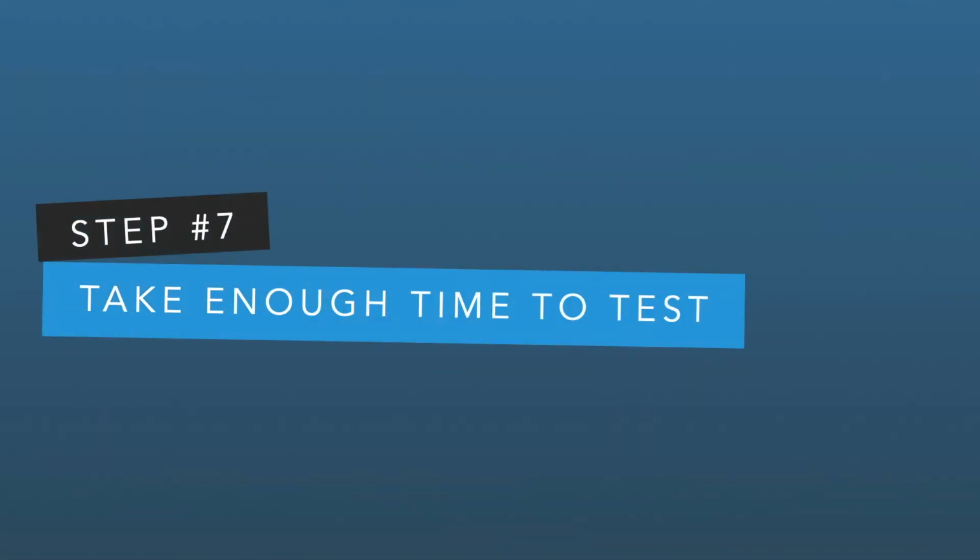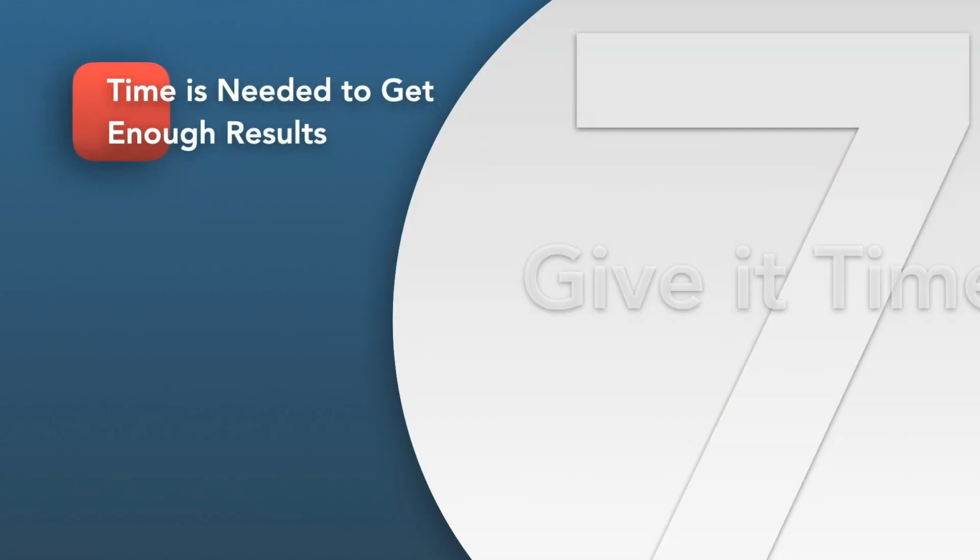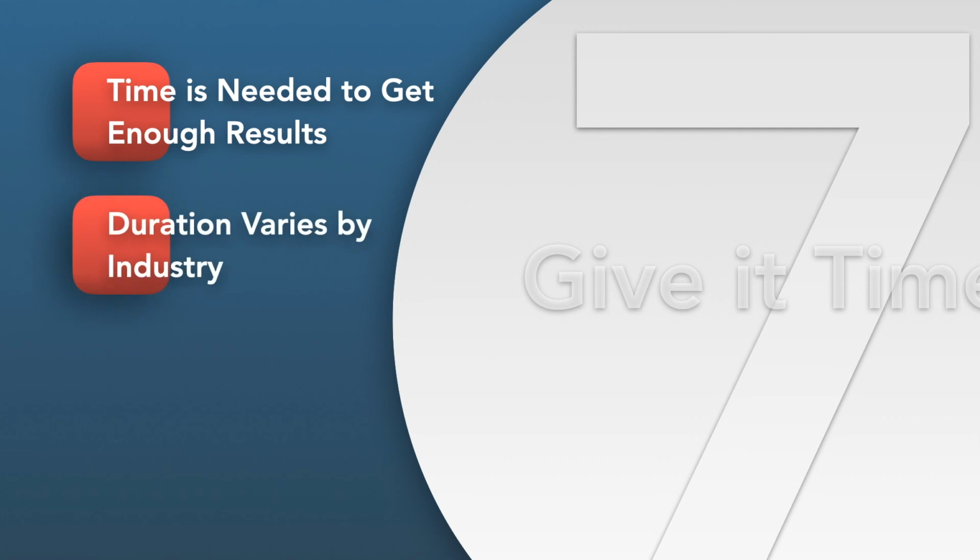Step number 7. Give the A/B test enough time to produce useful data. You need to let your tests run long enough in order to obtain a substantial sample size. Otherwise, there will not be a statistically significant difference between the two variations. Depending on your industry, getting statistically significant results could happen in hours, or days, or even weeks. You need to wait as long as it takes until the significance level is reached to have meaningful data.